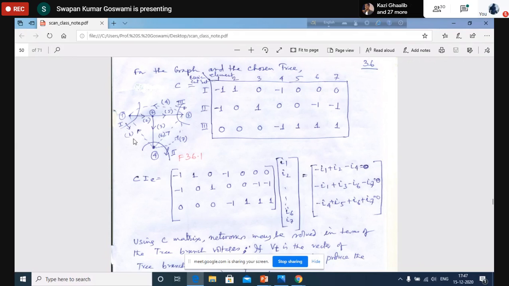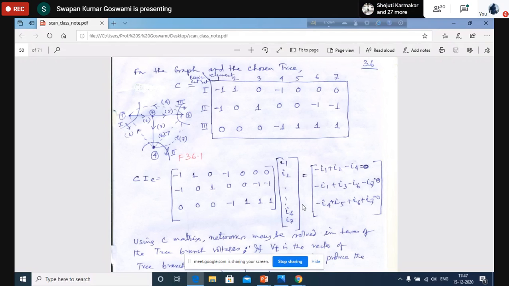So utilizing C matrix, therefore you see that we can write Kirchhoff's current law. So this is another way of expressing the KCL, Kirchhoff's current law, that we have done using A matrix. Now we have done it using the C matrix. Okay, is it clear? Clear to all of you? Any question?